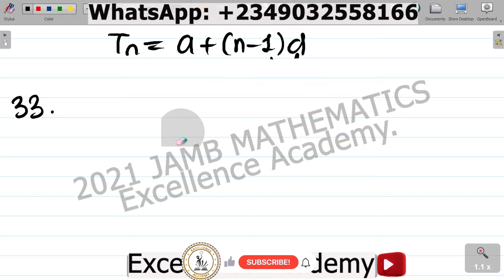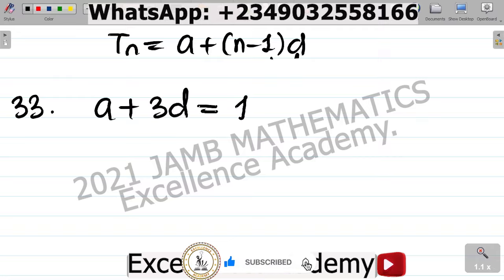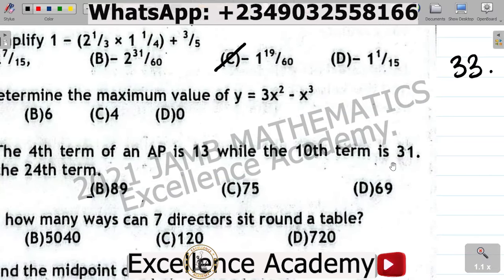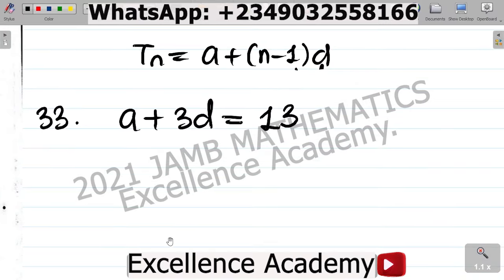Okay, so let's write that down. The first we're given there is A plus 3d, that's the fourth term, is equal to 13. That's the first thing we have there. Next up, it said, while the 10th term is 31, the 10th term will follow the same pattern. A plus n is 10, so it becomes 10 minus 1 d. That becomes A plus 10 minus 1 is 9. So I have A plus 9d. That's my 10th term. Okay, let's take that down. So A plus 9d is equal to 31. You have this value.